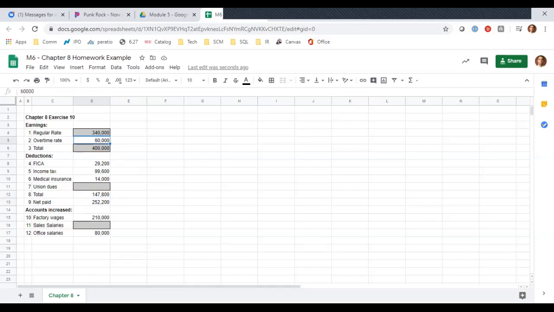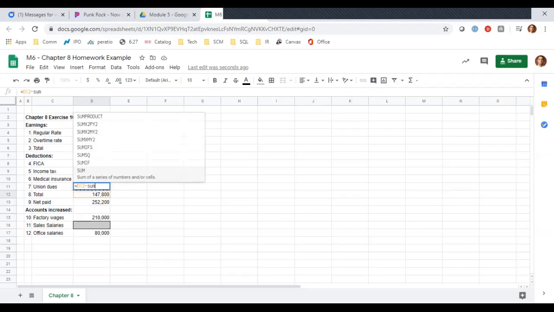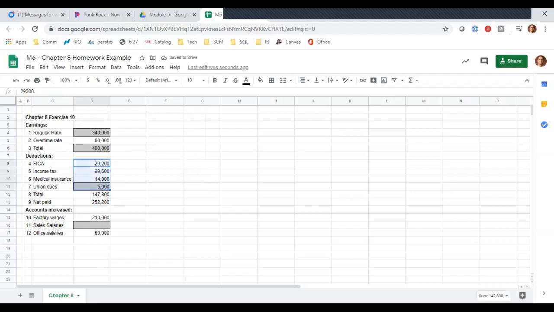Okay, union dues. So our deductions are really this area, and this is going to be our total earnings minus our deductions, which gets us our net pay. So our union dues are just going to be our total minus our other deductions. Okay, and then if we add all those individual deductions up, we get 147,800. Okay, so we have our total deductions now.